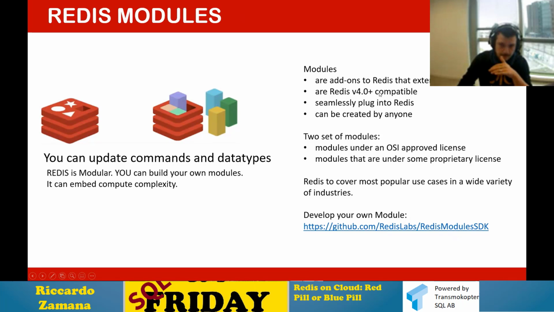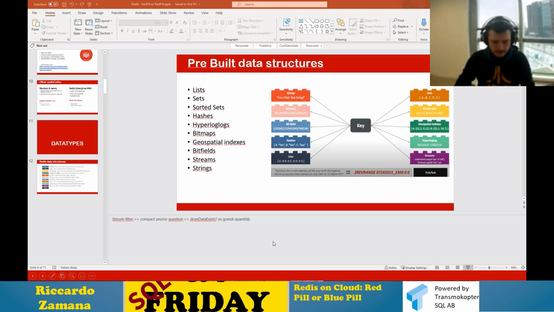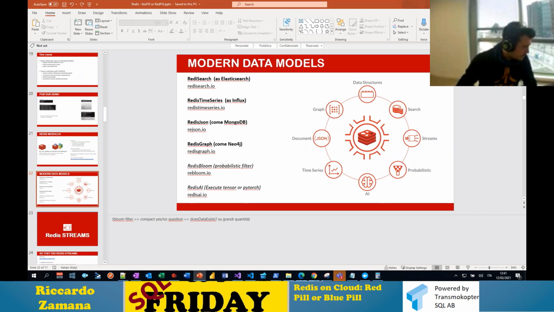All the modules are Redis 4 compatible, but when you plug in one of them, probably you have to deal with IaaS, infrastructure as a service installation, or container-based installations. There is, in particular, one distribution that you can find on Docker Hub.